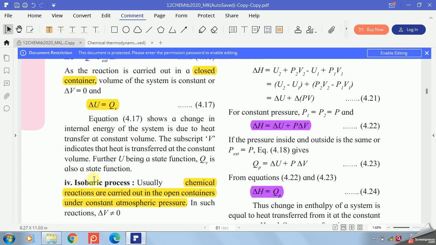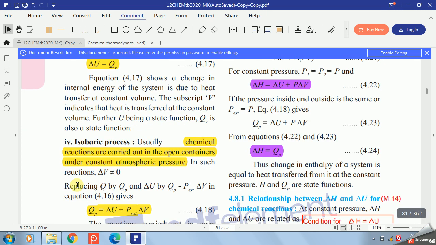Next one is the isobaric process. Bar is the unit for pressure, and that's why you have to keep the pressure constant, but we can't write P_ext is equal to 0. Remember this. In the previous cases, if we keep that term constant, then we write delta V is equal to 0, then W is equal to 0. But don't write P_ext is equal to 0. The reaction is now carried out in an open container, under constant atmospheric pressure. In this case, delta V is not equal to 0. So now, instead of writing Q_V, you would write Q_P, because now pressure is constant.